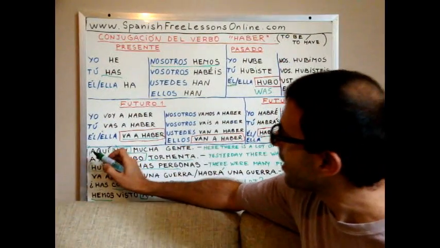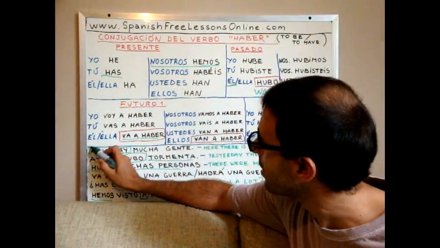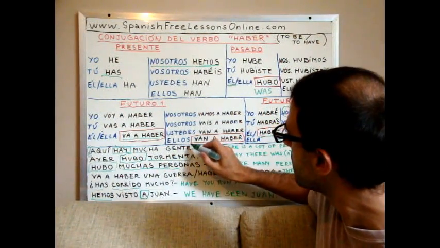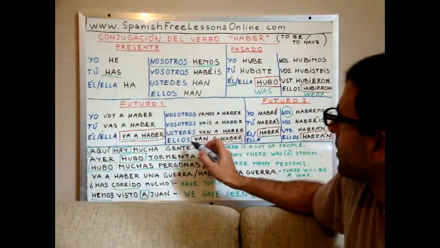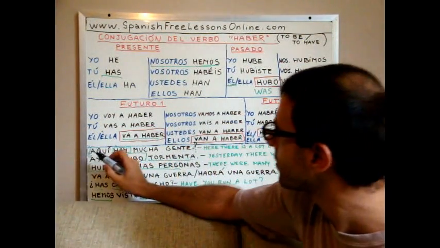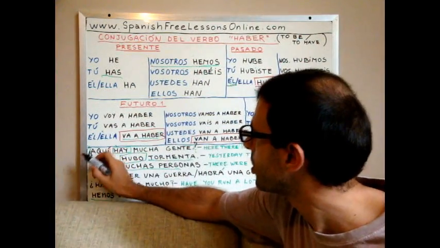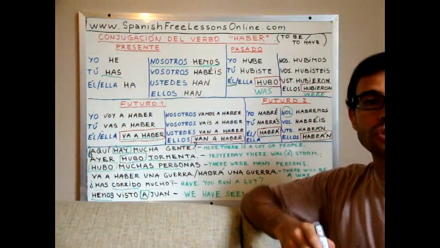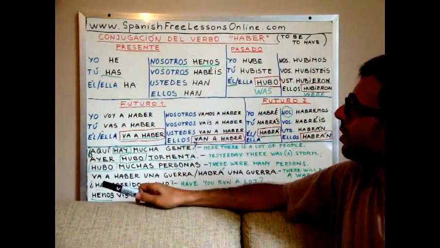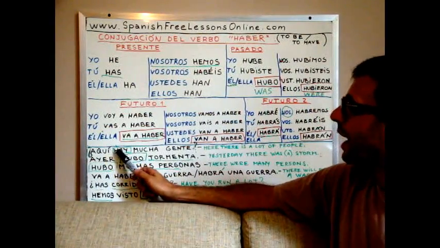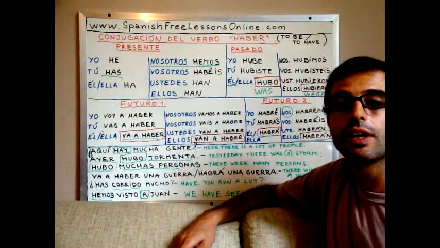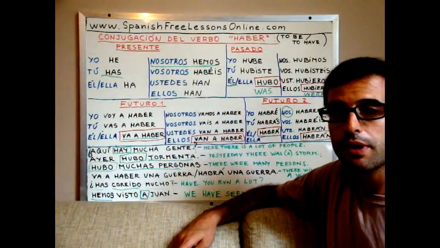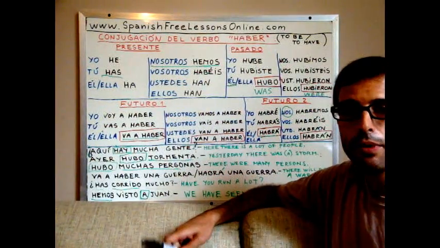We can add the question marks at the beginning. Yes? Let's use black to be more clear. If we add the question marks and we change our intonation as we speak, we would say, aquí hay mucha gente. Aquí hay mucha gente. Is there many people here? Are there many people here?